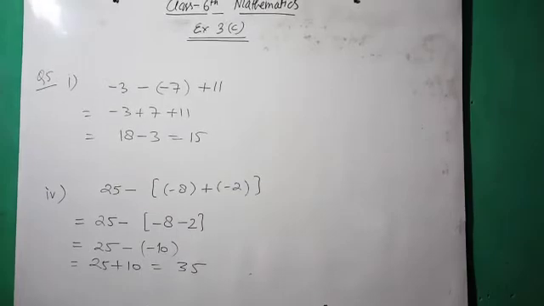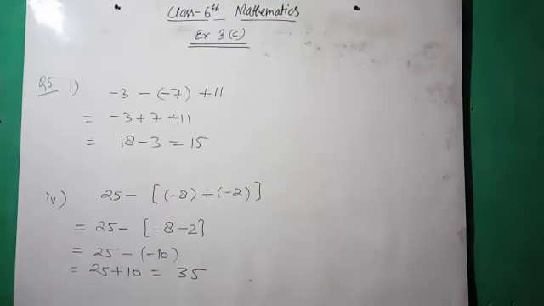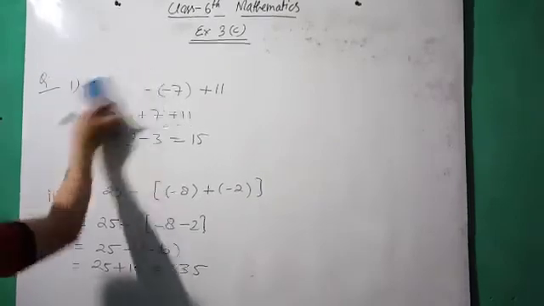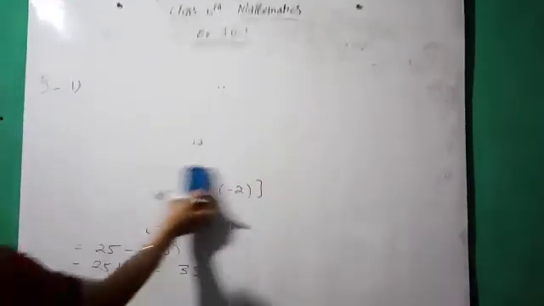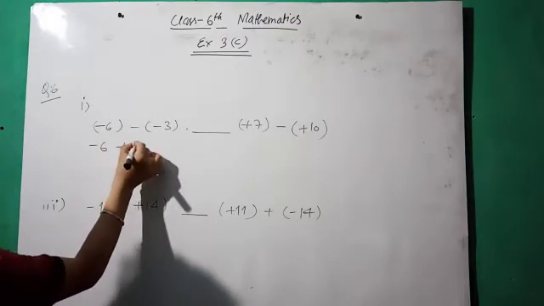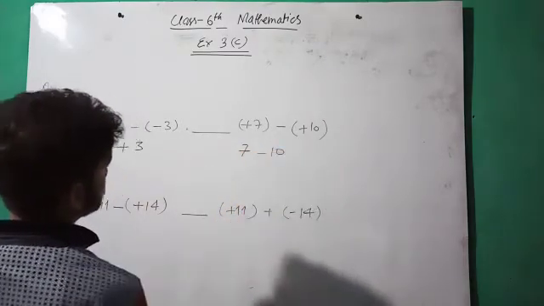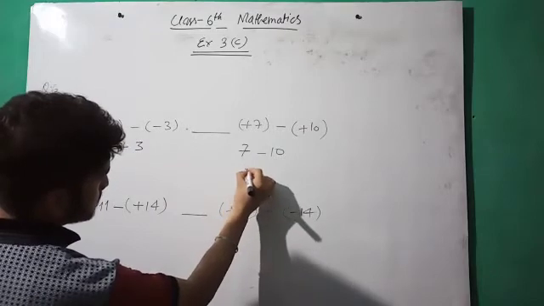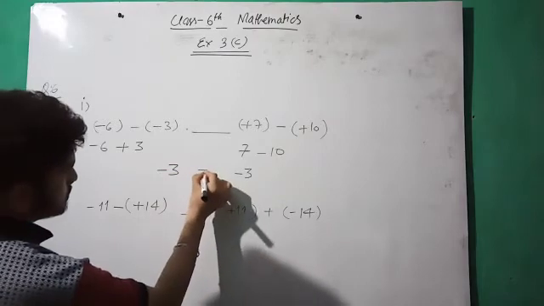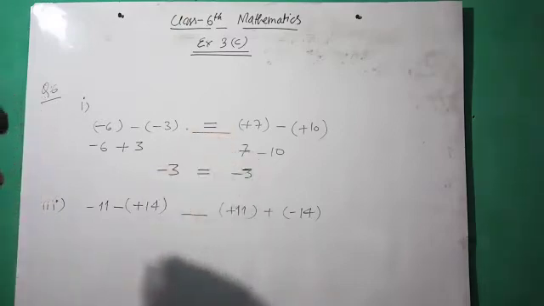Now question number 6, fill in the blanks as per the given sign. We have to use the symbols given in the question. Question number 6, first part, minus 6 plus 3. 7 minus 10 is minus 3, and minus 6 plus 3 is minus 3. So there is the sign of equal.